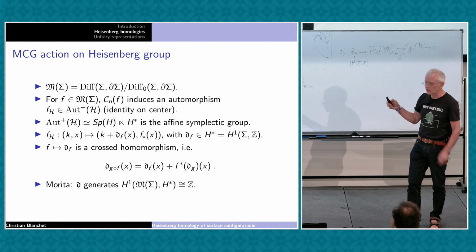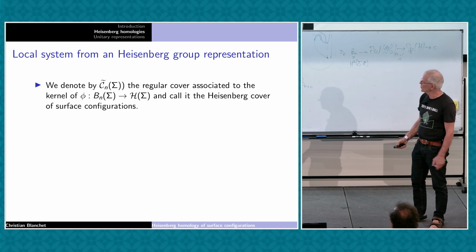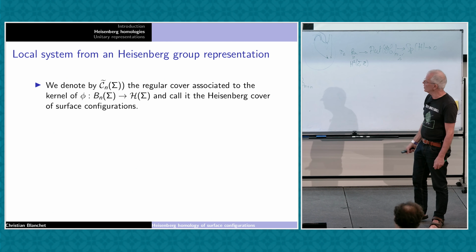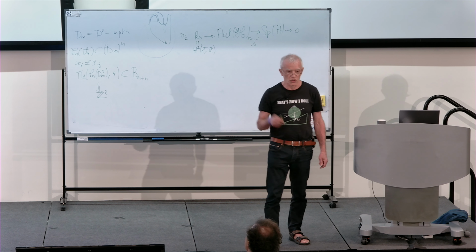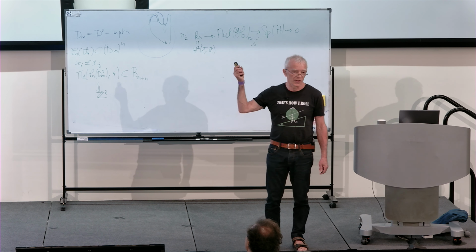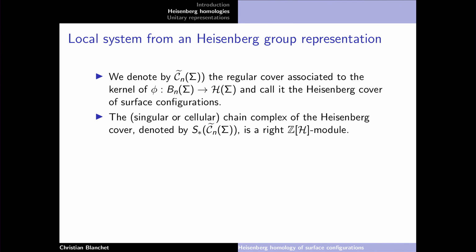Okay, this was a parenthesis. So now we denote by Cn tilde the regular cover associated to the kernel of this quotient map, and call it the Heisenberg cover of surface configuration. This is the analogue of the Cn tilde before. Then we take the chain complex of this Heisenberg cover, whatever theory you like. It could be singular chain complex or cellular chain complex if you manage to do this. For certain theory, it's better to take cellular because you will get finite.